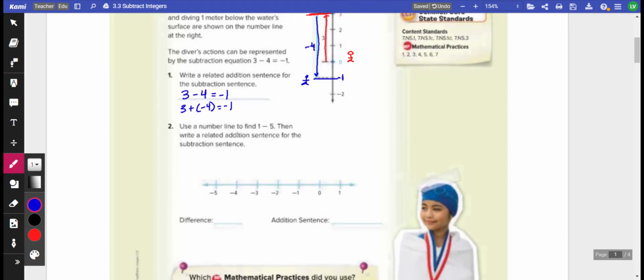So for number 2, we're going to use a number line to find 1 minus 5. Then write a related addition sentence for the subtraction sentence. So if I start at 0, I'm going to add 1, so that I can be at the number 1. Then I want to take away 5. So that means I go to the left 1, 2, 3, 4, 5. Subtracting 5, I go to the left. That leaves me with the answer of -4. So the difference is -4. And the addition sentence, if you have 1 minus 5, is the same thing as saying 1 plus -5.